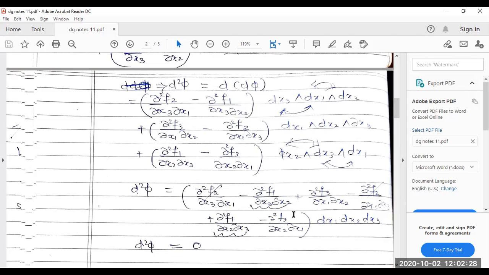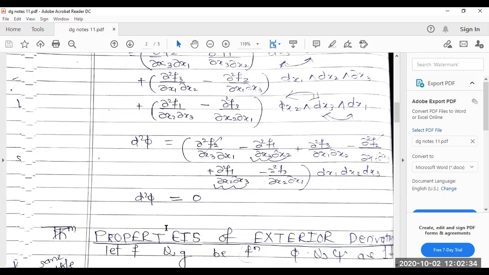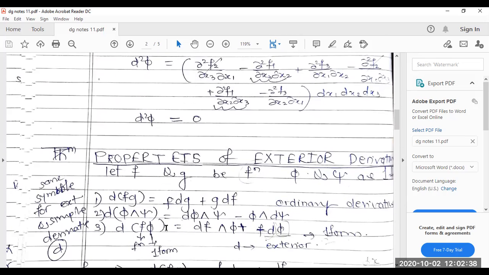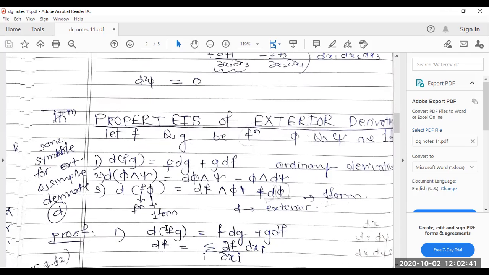So finally we get one bracket which is 0, and the exterior wedge product. So finally we get d squared phi is equal to 0. Okay, so let us go for the properties of the exterior derivative. For the properties of the exterior derivative, we have to prove these three properties.